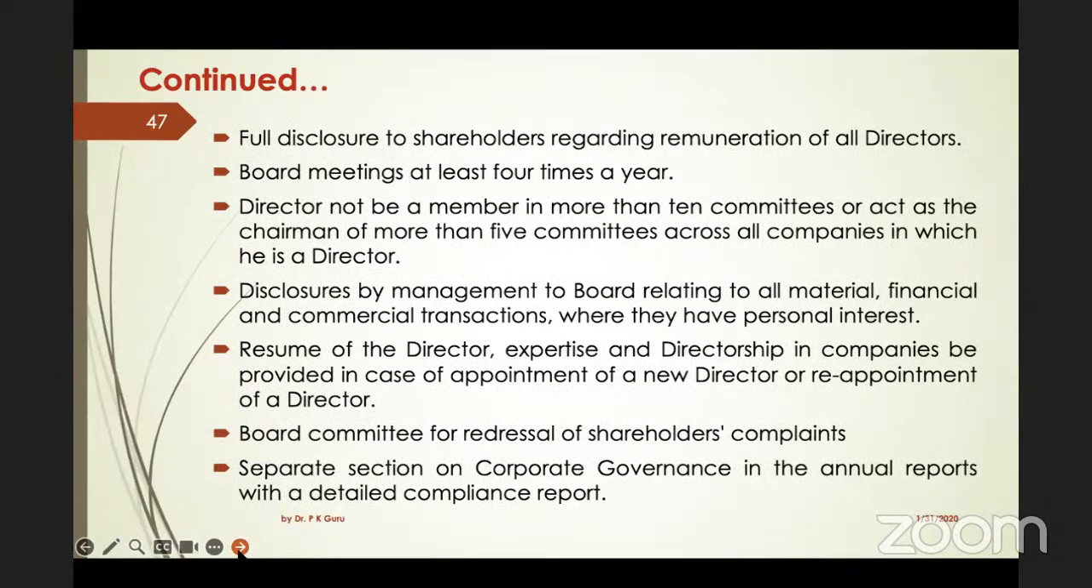Full disclosure to shareholders regarding remuneration of all directors. This is not the cumulative figure. Individual directors' figures have to be given. Board meetings at least 4 times a year, which is there in the Company Act now.